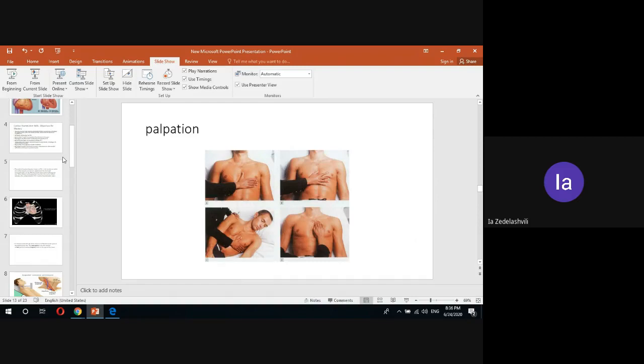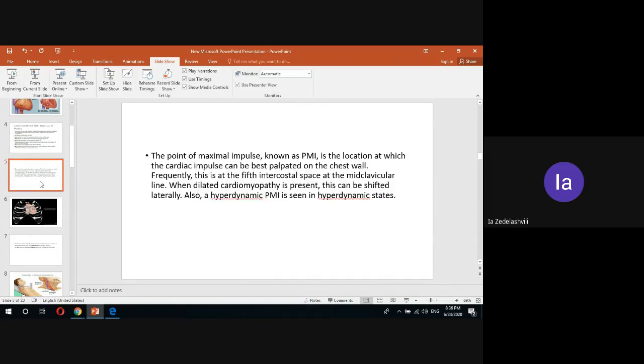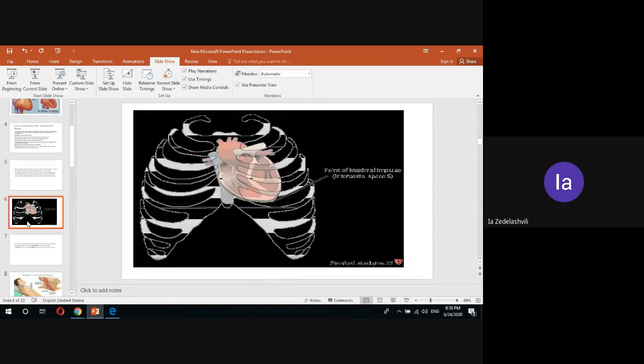So next, my dear, what we have to do is understand the perfect point. The perfect point of maximal impulse is in the mid-clavicle line, fifth intercostal space. How to find it, my dear?